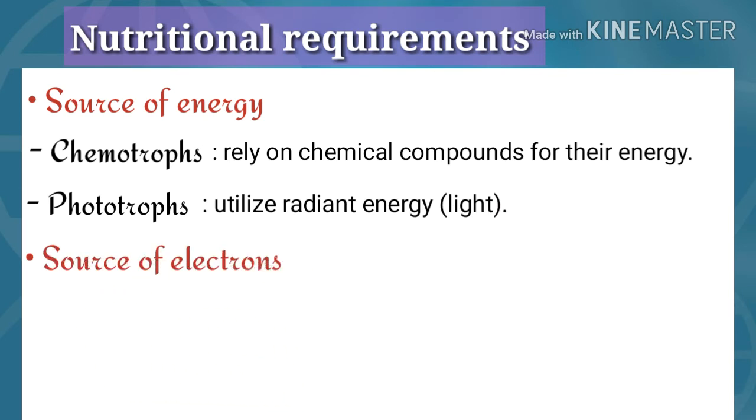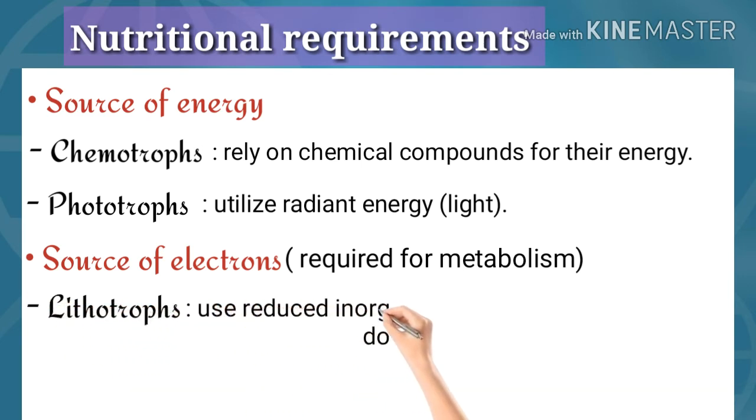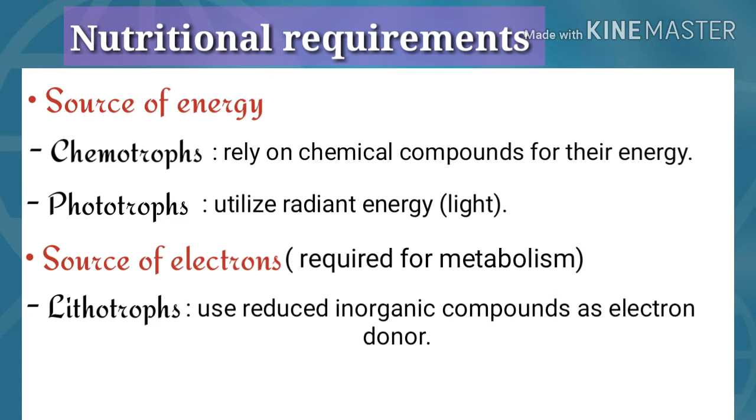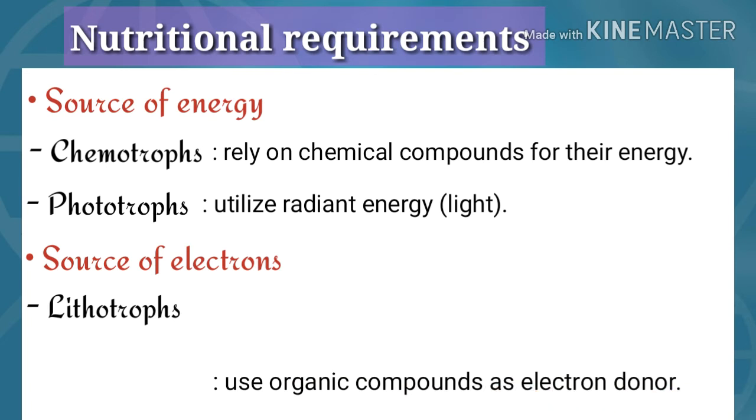Source of electrons are required for the metabolism process. Lithotrophs that use the reduced inorganic compounds as electron donor. Organotrophs are those which use organic compounds as electron donor.